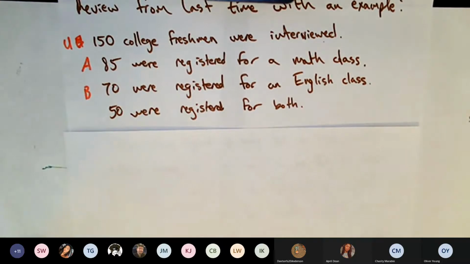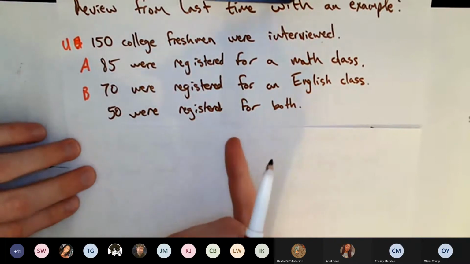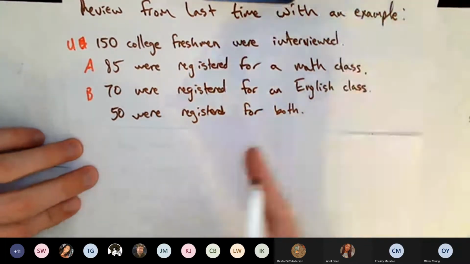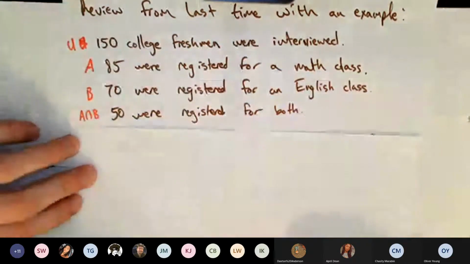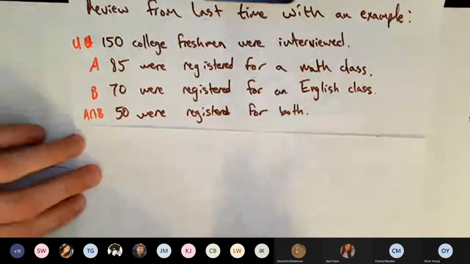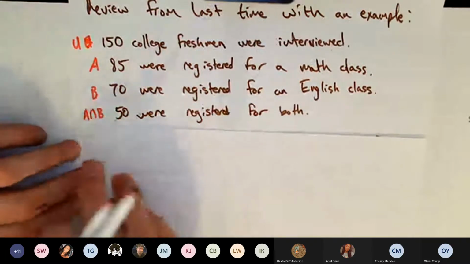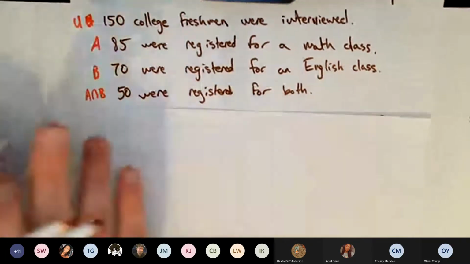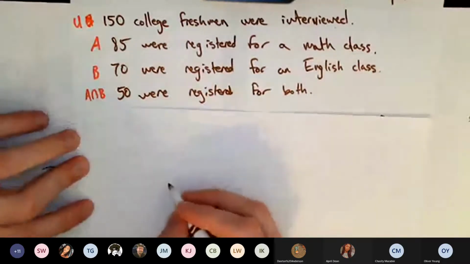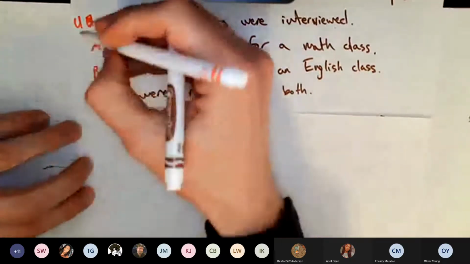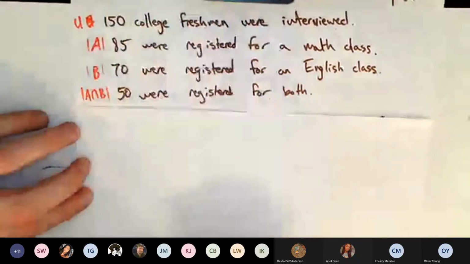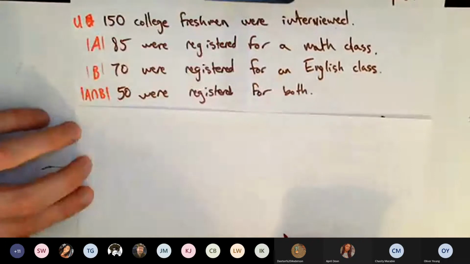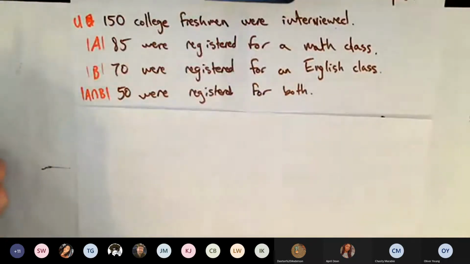And then how do I interpret 50 were registered for both? Well, that means they're in English and math. So that's A intersect B, right? If they're in both, that's A intersect B. Remember, we learned that operation of intersection last time. And really what I should have is little cardinality bars around these, because these are the number of students in each set.